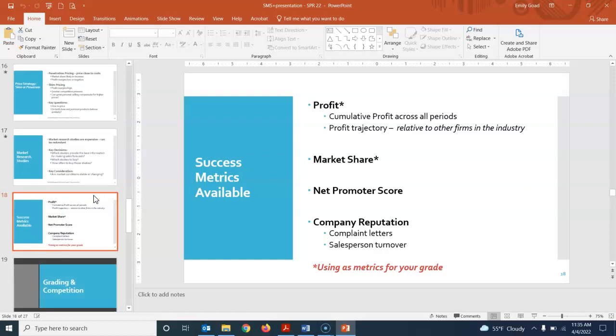Metrics: profit and market share are the two metrics we're going to use in terms of your grade. Other ones are net promoter score and company reputation.